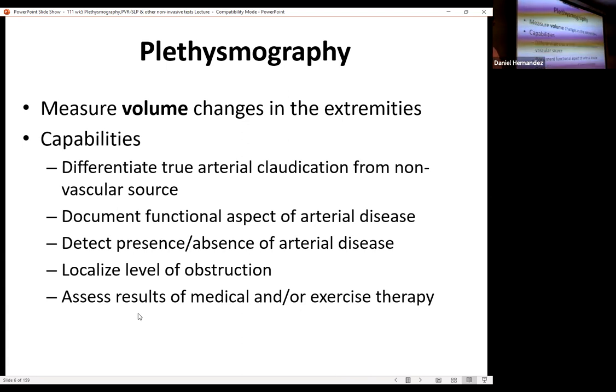We can also use it as an assessment. Say the patient's had some sort of interventional procedure: we've done angioplasty, we placed stents, we did a bypass graft. We could tell if that procedure has had profound or significant impacts to improve those patients' symptoms.